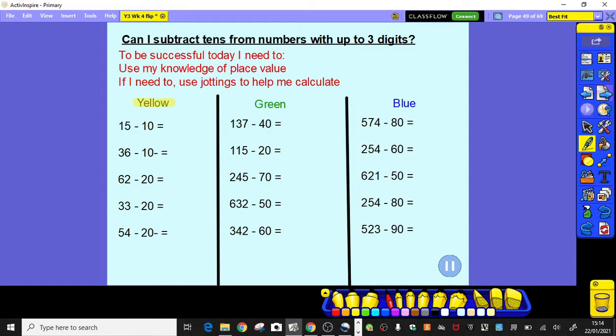So, here are some for you to have a try. Pause the video while you have a go. When you've done them, come back to see how you got on. Well, here we are, here's the answers, so you can check how you did and then come back and I'll talk you through the rest of the lesson.